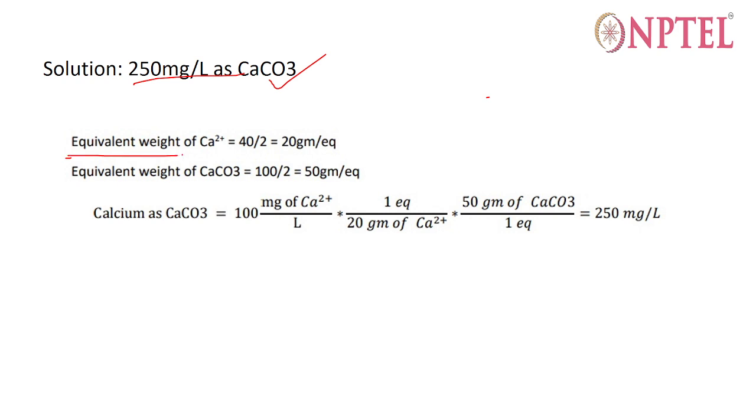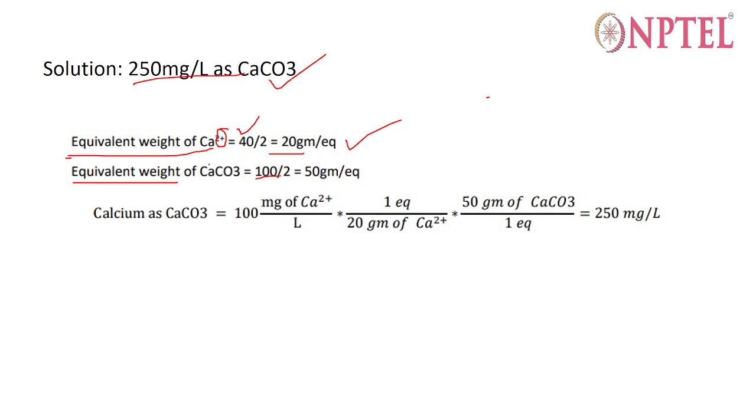First, you have to find out the equivalent weight of calcium. Molecular weight is 40 divided by 2, where 2 is the charge. I'm getting 20 gram per equivalence, right? Then you need to find out the equivalent weight of CaCO3. How will you find it? 100 is the molecular weight, divided by 2.